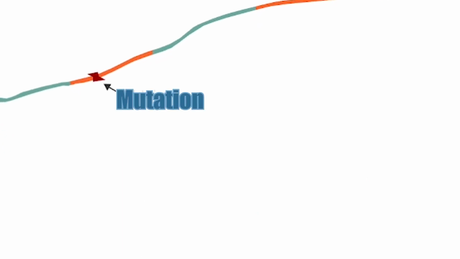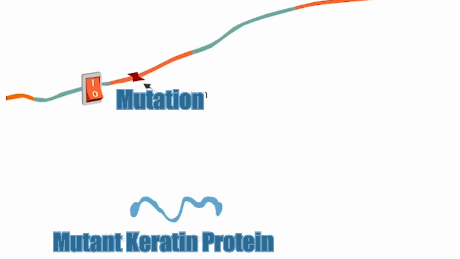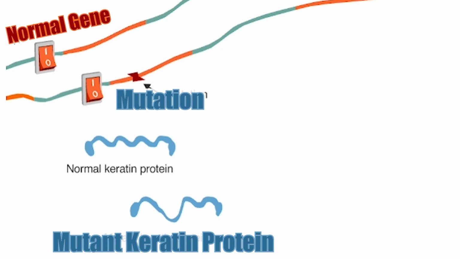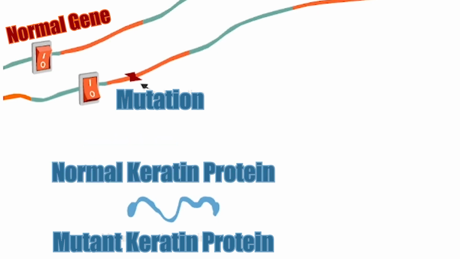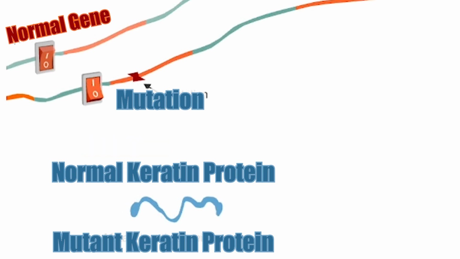Occasionally, a random event causes a mutation in a keratin gene. The gene now codes for a slightly different protein. To understand how one defective gene can cause disease, we must first remember that everyone carries 2 copies of every gene, 1 copy from their mother, and 1 from their father. Here, 1 copy has a mutation and the other copy is normal.